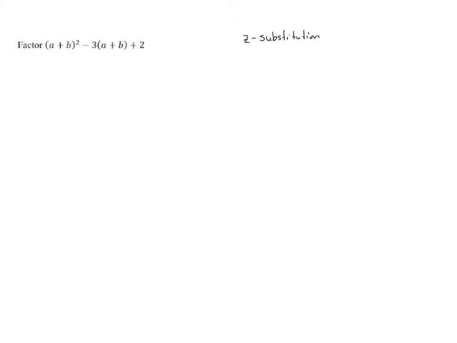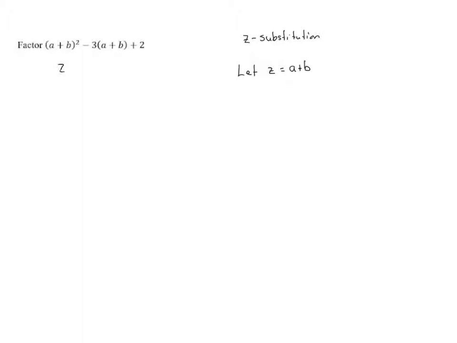And they call it z substitution because usually we use the letter z to make the substitution. In this problem, the thing that makes things complicated is we've got this whole a plus b in parentheses. And so what we're going to do is we're going to let z represent a plus b. We're going to take the thing that's fairly complicated and represent it using a simpler variable. Now, if we make this substitution, then wherever there's an a plus b, we can replace it with a z.